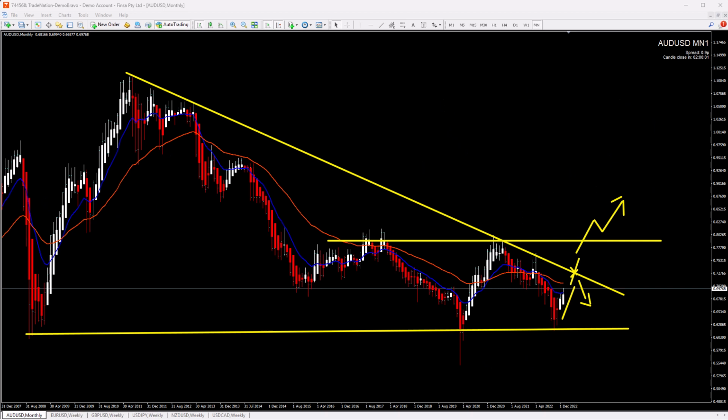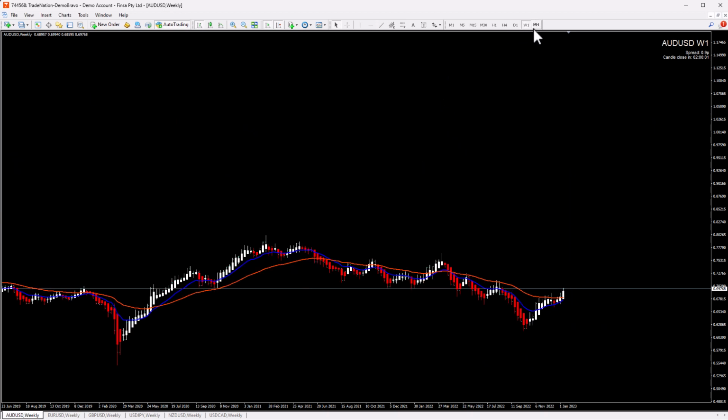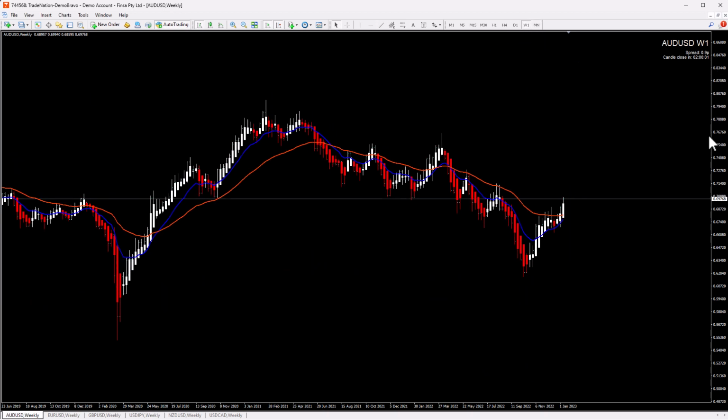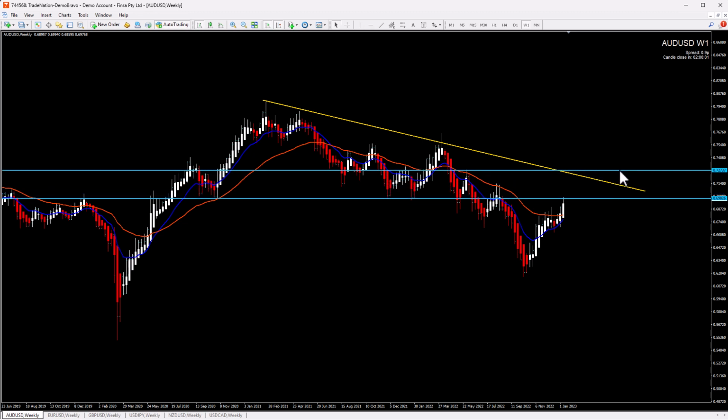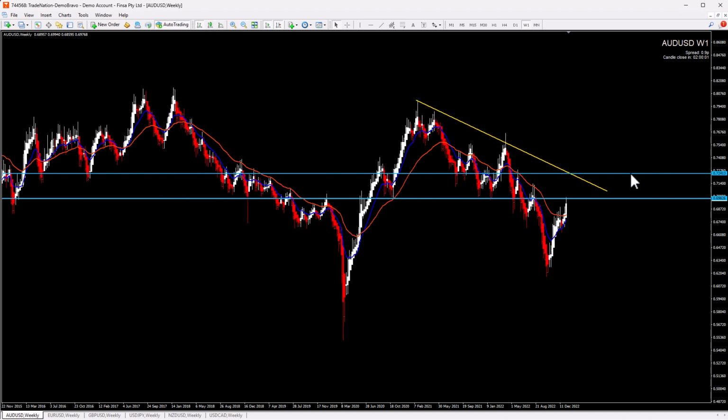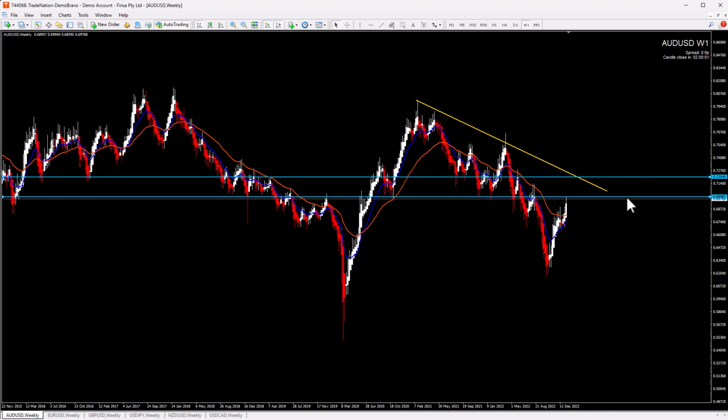So this is what we have here, but let's go to the weekly chart. And on the weekly, this is our trend line. Here we have a resistance area around this zone where price is right now, okay? We also have the next area of resistance up here. Let me unzoom a little bit. So we have it here around this zone. This is another zone, okay?